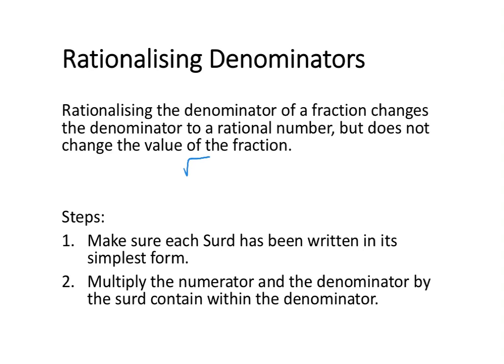So the square root of A divided by the square root of B, you'll simplify by going the square root of A over the square root of B times the square root of B divided by the square root of B, and that's going to equal the square root of AB over B, because when we times the square root of B by the square root of B, we end up with a rational number, being B.